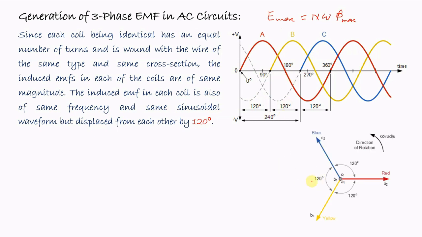So again we can see the phasor diagram of the three voltages. The voltage in A1, A2 can be represented as E of A1, A2. The EMF induced in the coil B can be written as E of B1, B2, and the EMF induced in the coil C can be written as E of C1, C2.